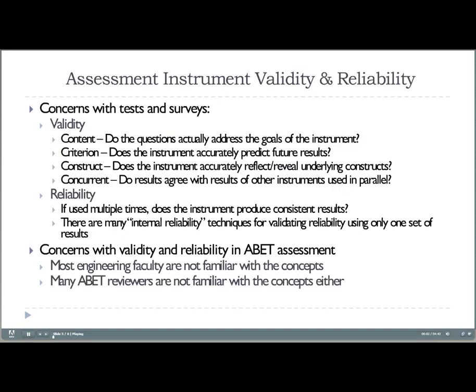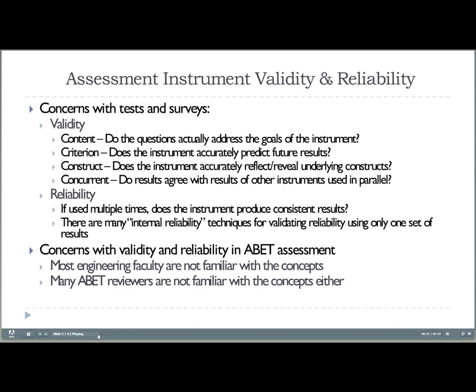In the world of assessment, we often use surveys or tests for formative assessment, for example, but we're very concerned that these are valid and reliable survey instruments. So let me discuss these 2 concepts for a minute. First, let's talk about validity. There are 4 kinds of validity that we can check for, and we may only be interested in one, but we may be interested in all 4.